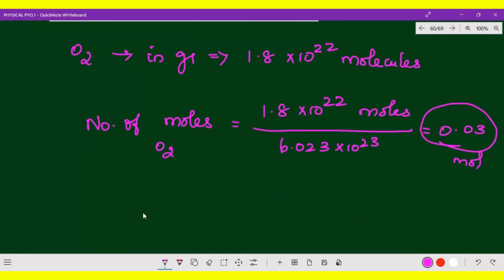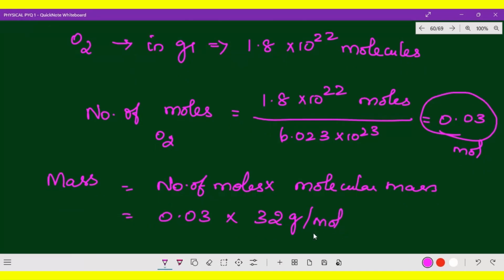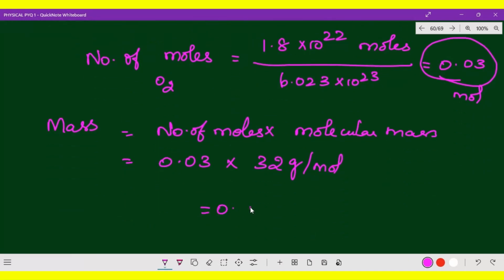Now here we have to identify the mass, because only the mass is being asked. So mass equals number of moles into molecular mass. Number of moles is 0.03, into molecular mass, which is 32 for oxygen, gram per mole. So what is the answer? You'll get around 0.956 gram. Here the mole cancels, so that is 0.956 gram, the mass of oxygen.